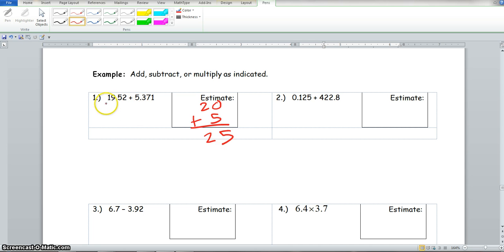Okay, so now let's add them up as they are. First thing we would do is we would write down 19.52. We will line up this decimal here and we'll have 5.371.